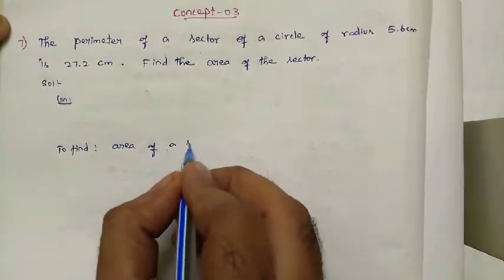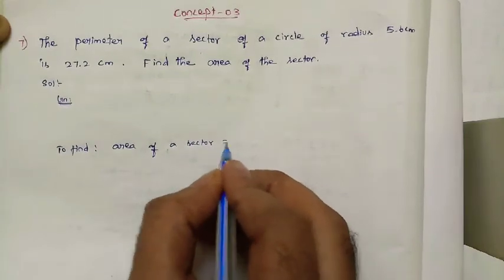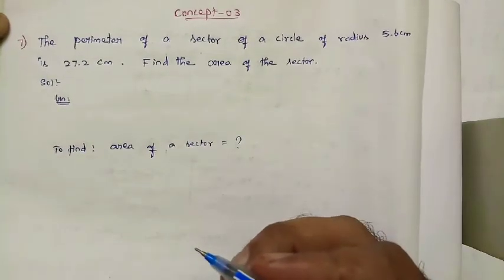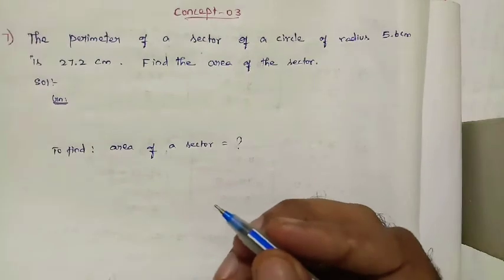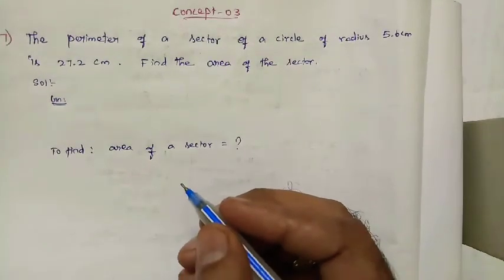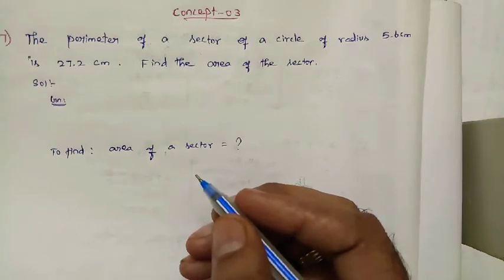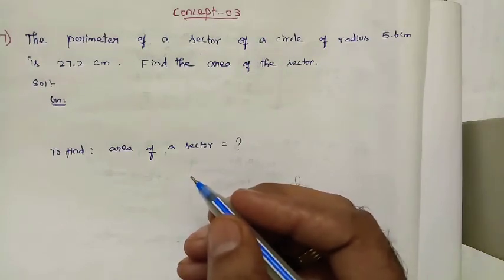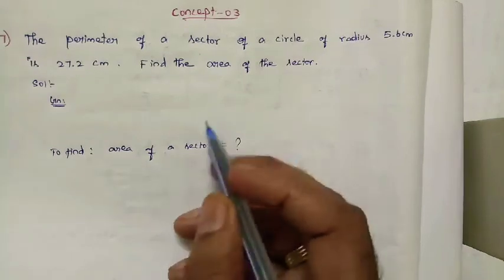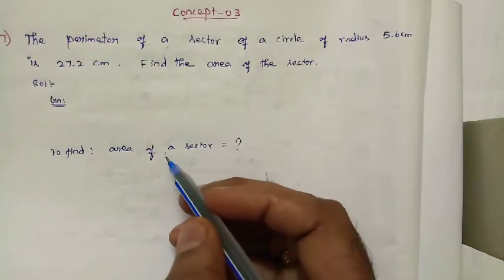Area of a sector. So what is the formula of area of sector? Theta divided by 360 into pi r square. If we know the value of theta, that is nothing but the angle of the sector, and the radius of the sector, then directly using the formula we can find the area of a sector, right?